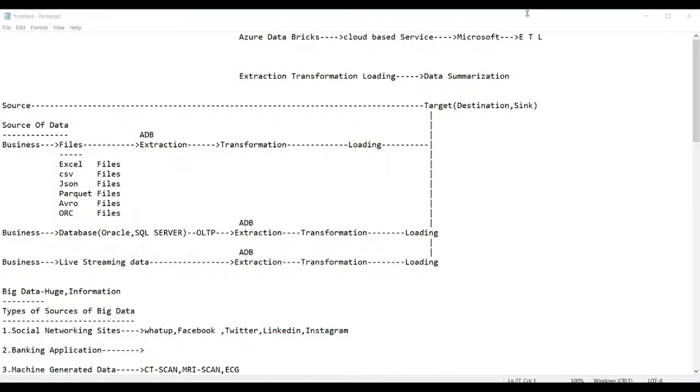I'm telling you the live scenario going on right now in most projects. Up to data ingestion, which means extraction, they're using ADF. Further, for transformation and loading, they're using ADB. In some projects.